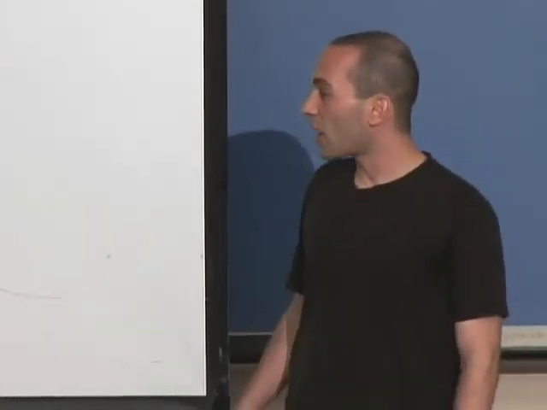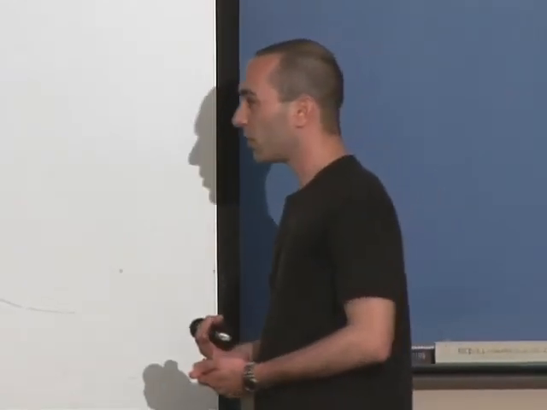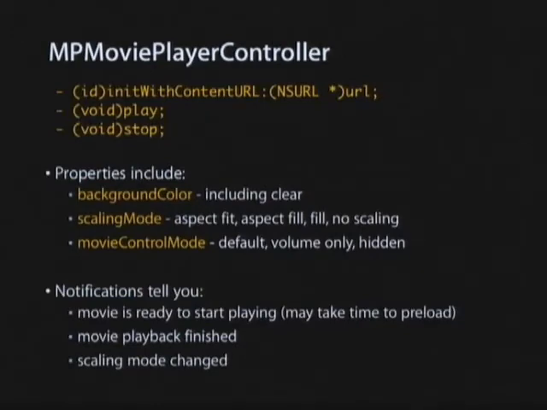And it supports .mov, which is the QuickTime native format. Supports MPEG-4, M4V, and 3GP. So here's the API. It's MPMoviePlayerController. This is not a UIViewController subclass. This is an NSObject subclass. But it's pretty simple. You say initWithContentURL, and you specify a URL, whether that's local, whether you got it from the bundle, or whether it's a remote URL. You just say play or stop. There may be a pause as well.